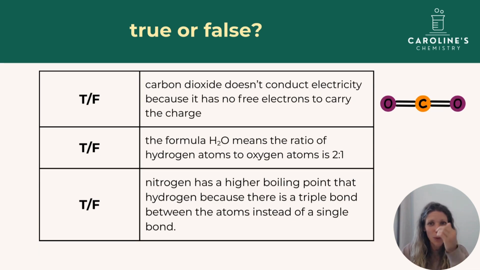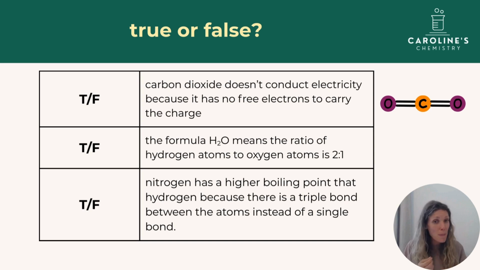Okay, next one. Carbon dioxide doesn't conduct electricity because it has no free electrons to carry the charge. True or false? False. It is false. Because it doesn't quite include everything. Electrons are not the only charged particle that could conduct electricity, that could carry the charge. There is another charged particle called ions.